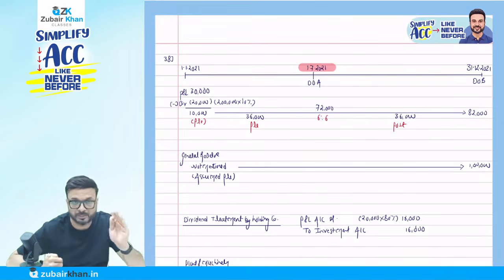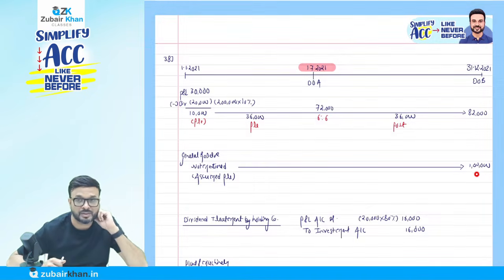The same assumption is taken by the ICAI. This is what I am taking here: this 1 lakh is the closing balance, and we assume that at the starting it was also the same. So I have written down here: general reserve, not mentioned, so assume pre only. This 1 lakh is pre only.